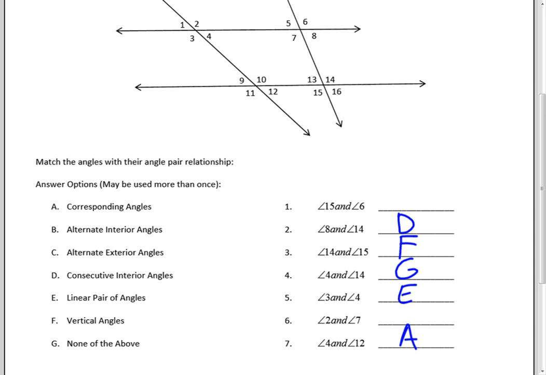For number 1, 15 and 6. If I'm looking at something with multiple systems of angles, I'll circle 15 and 6 for the first problem. Then I might even circle the systems themselves, so that I'm not looking at this area over here.